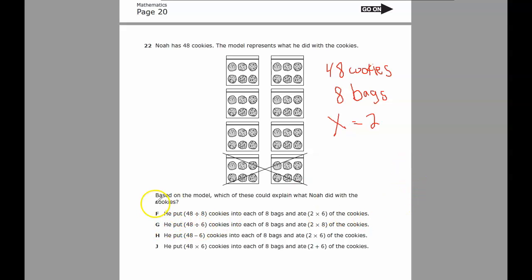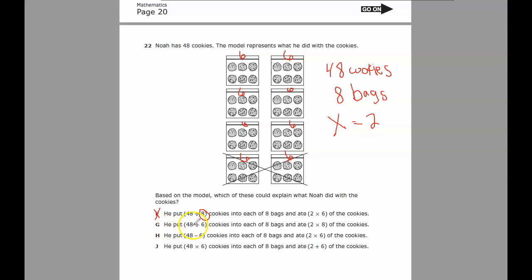Okay, so this is saying he put the 48 cookies and then he put 8 cookies in each bag. How many cookies are in each bag? I have 6 cookies in each bag. So don't get mixed up with number of bags and number of cookies in each bag. So why is letter F wrong? Well, letter F is showing that they put 8 cookies into a bag, but we didn't. We put 6. So we can get rid of F.